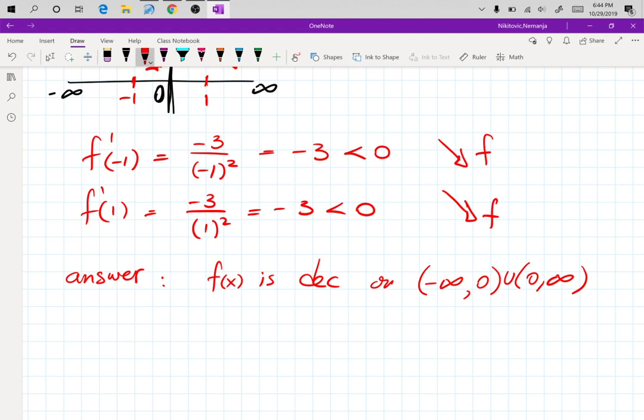Could you just put negative infinity to infinity? Oh, because of 0. 0 is the vertical asymptote. Yeah.